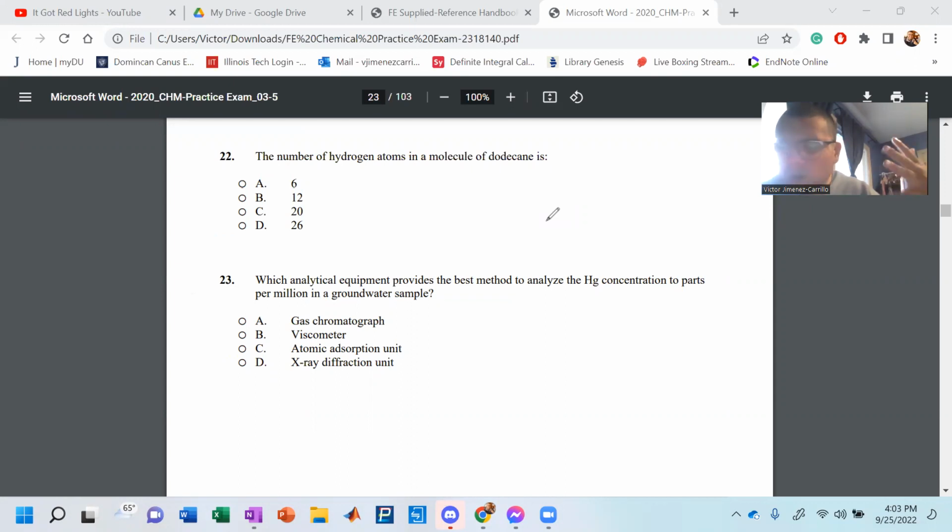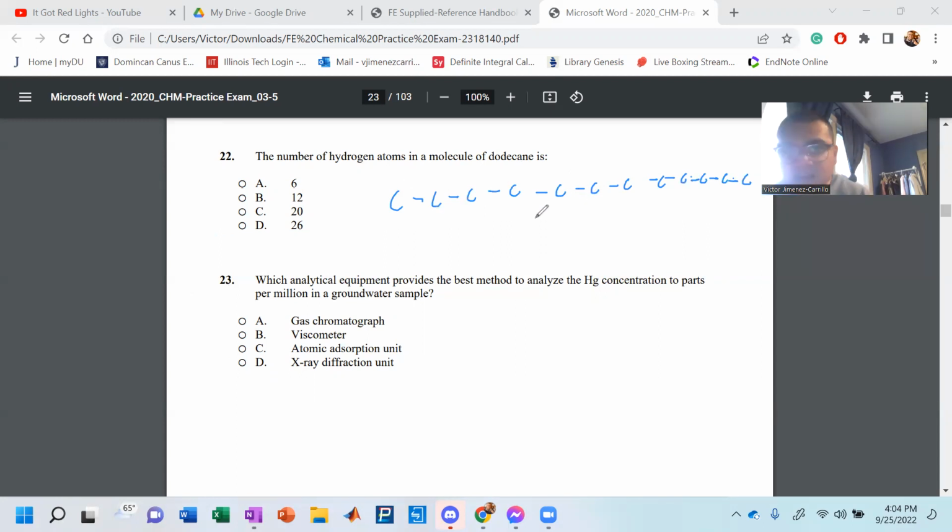Now, what about 10 or anything higher than that? Well, most organic chemistry books don't tell you that. So in a carbon chain, you can also have undecane, which would be 11, and dodecane, which would be 12 carbons. Now read the question. The number of hydrogen atoms in a molecule of dodecane. Dodecane means there's a chain of 12 carbons. So draw your 12 carbons. 1, 2, 3, 4, 5, 6, 7, 8, 9, 10, 11, 12.